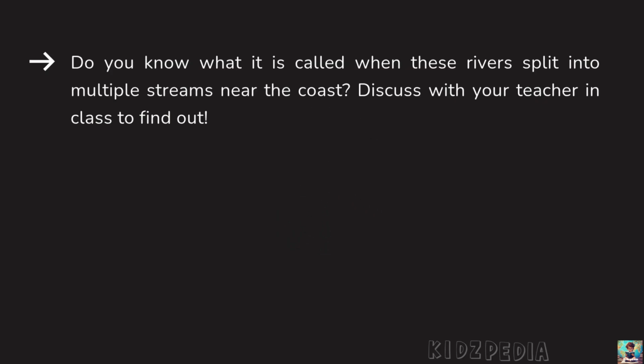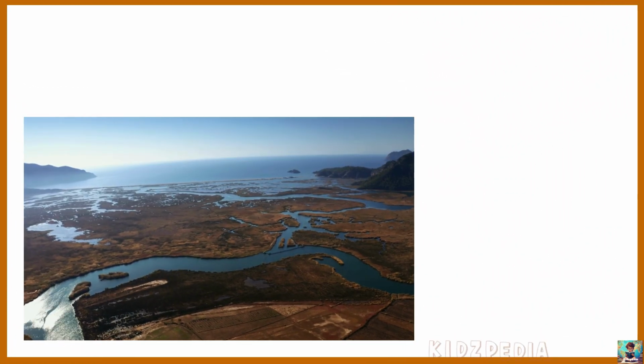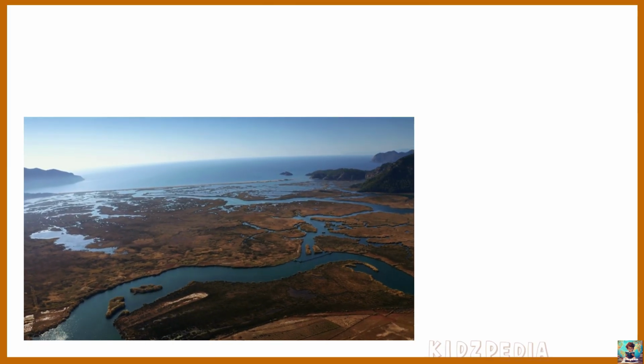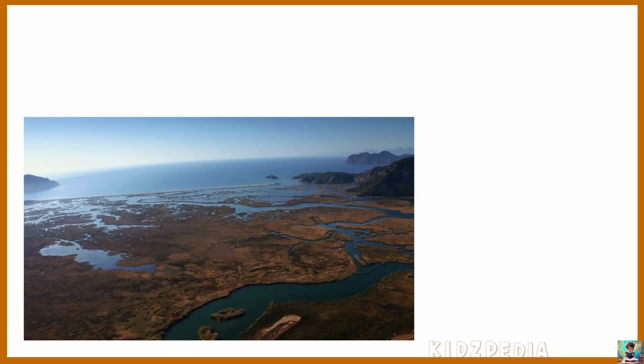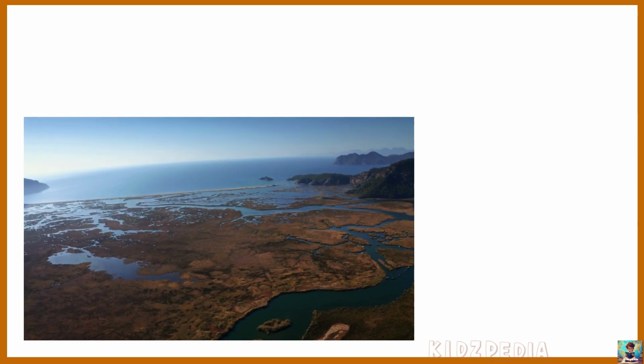Do you know what it is called when these rivers split into multiple streams near the coast? Discuss with your teacher in class to find out. So, have you noticed that some rivers, when they reach the coast, split into many smaller streams? What do you think this is called? It is called a delta.